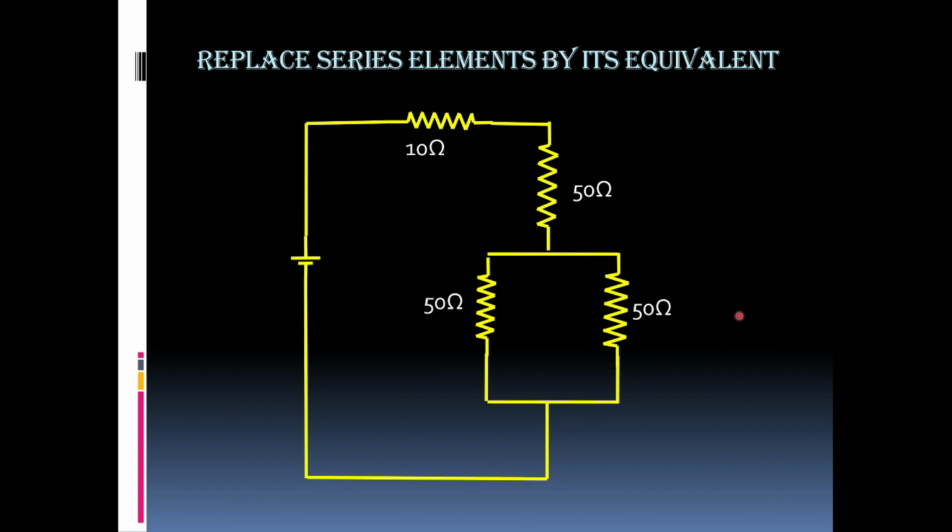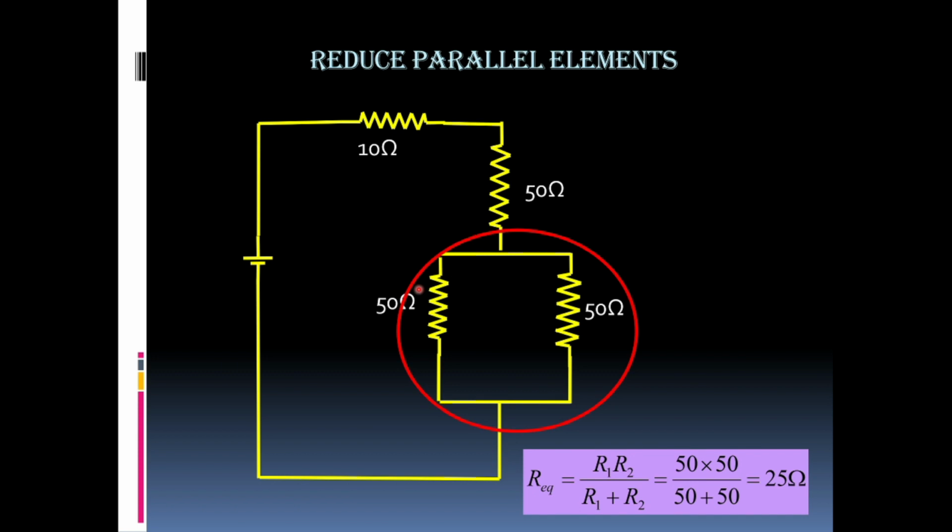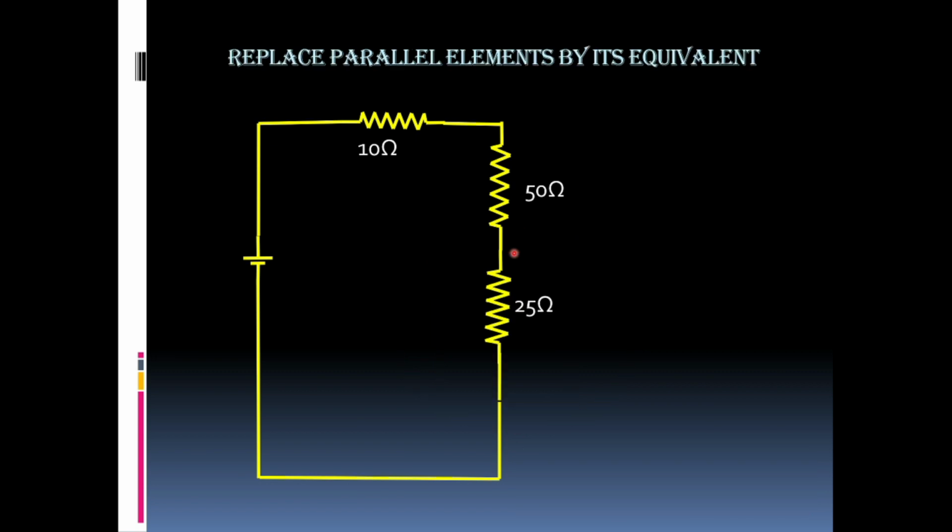Then you have to solve this parallel circuit, 50 ohm and 50 ohm. For a parallel circuit, you know the formula: the product of both resistances divided by their sum. So the product of 50 into 50 divided by their sum, 50 plus 50, will give you the answer 25. Now you can remove this and put the equivalent resistance of 25 ohm here.